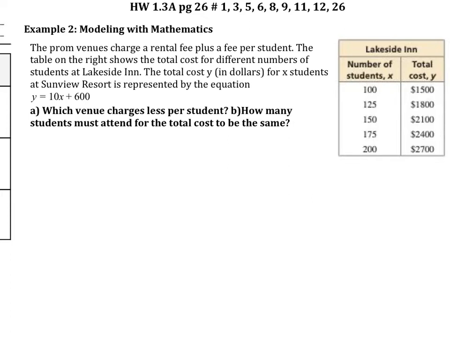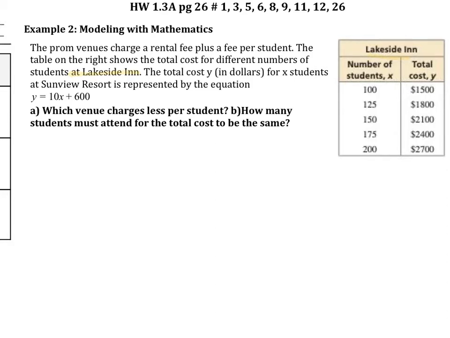Now let's look at another example. So we have a prom venue that charges a rental fee plus a fee per student. The rental fee is a fixed fee, and then you pay per student. The table on the right shows the total cost for different numbers of students at Lakeside Inn. So this is Lakeside Inn here in the yellow.